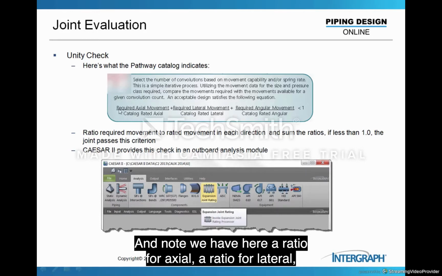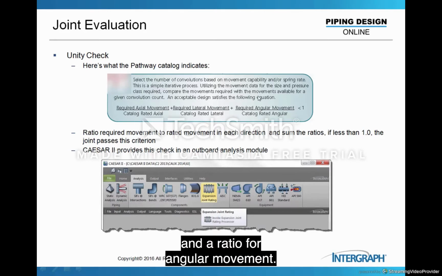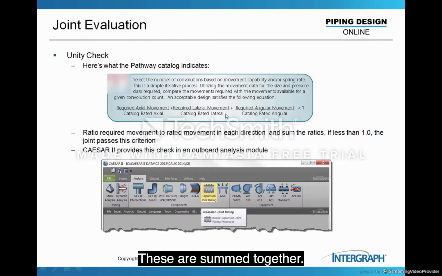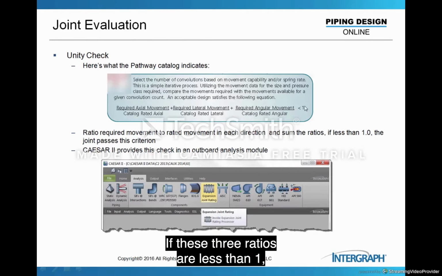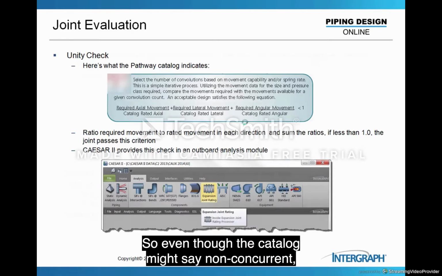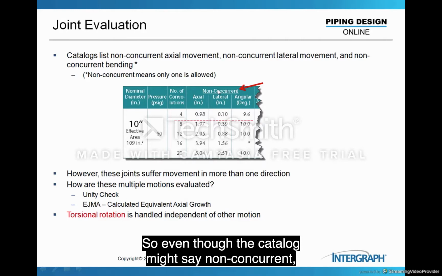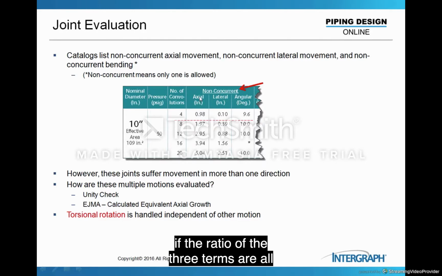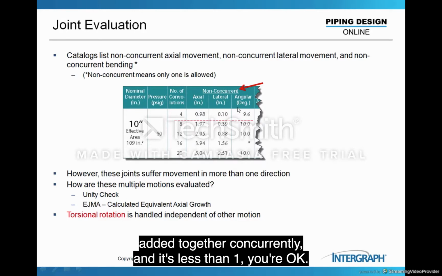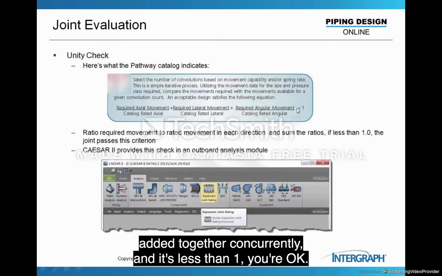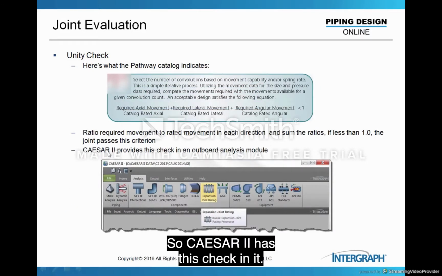And note we have here a ratio for axial, a ratio for lateral, and a ratio for angular movement. These are summed together. If these three ratios sum to less than 1, that linear interaction, or this unity check, would say the joint's okay. So even though the catalog might say non-concurrent, if the ratios of the three terms are all added together concurrently and it's less than 1, you're okay. So Caesar 2 has this check in it.